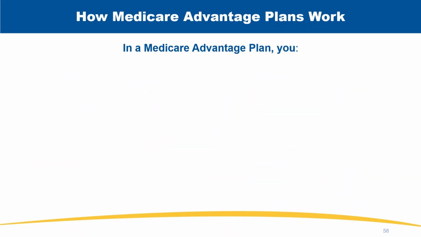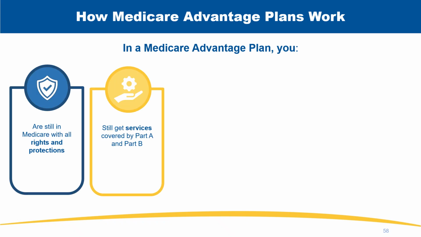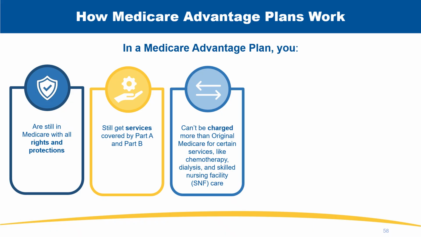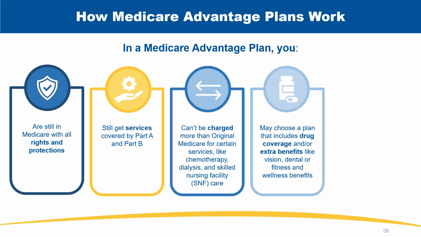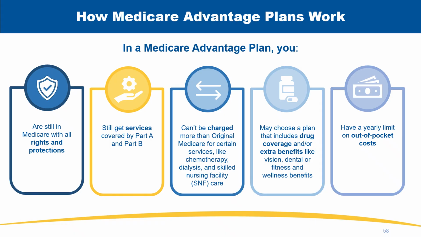How Medicare Advantage plans work. In a Medicare Advantage plan, you are still in Medicare with all rights and protections. You still get services covered by Parts A and B. You can't be charged more than original Medicare for certain services like chemotherapy, dialysis, and skilled nursing facility care. You may choose a plan that includes drug coverage and/or extra benefits like vision, dental, or fitness and wellness benefits. Also, hearing benefits. You also have a yearly limit on out-of-pocket costs.